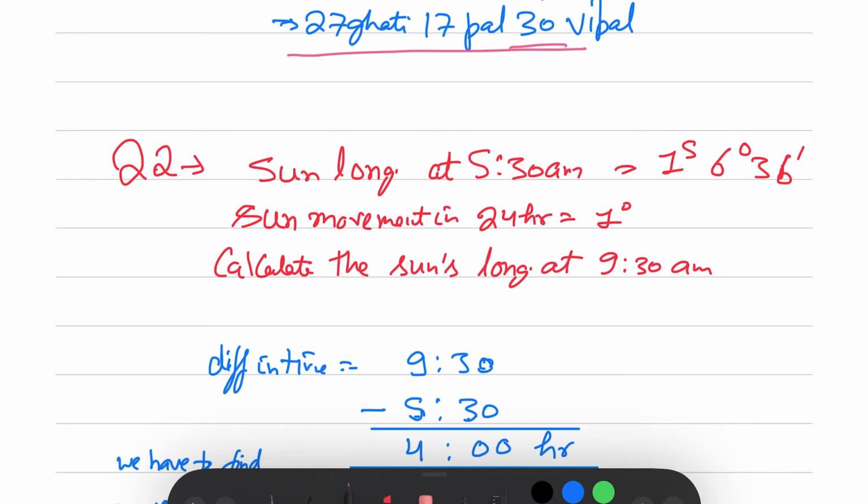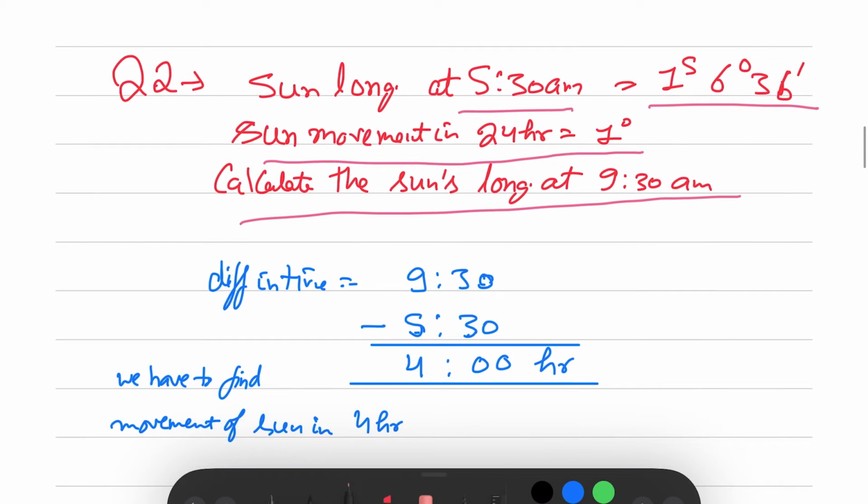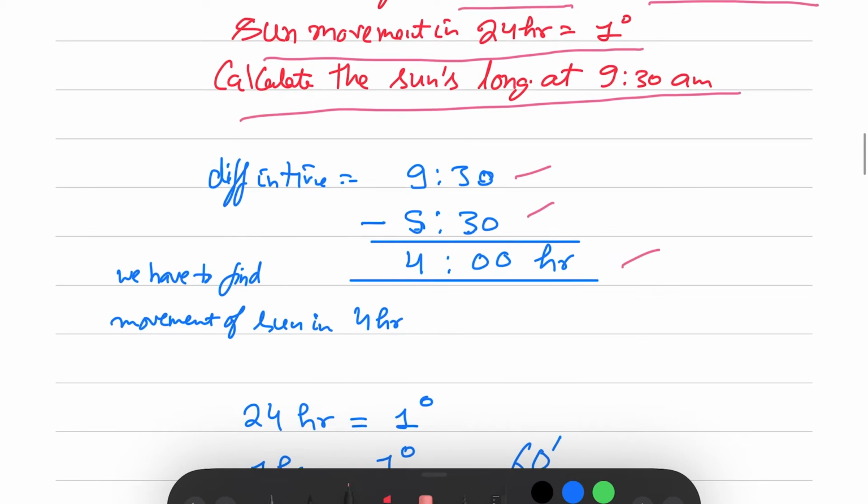Another question: if the longitude of the sun at 5:30 am is given as 1 sign 6 degrees 36 arc minutes, and the sun's movement in 24 hours is 1 degree, calculate the sun's longitude at 9:30 am for the same day. For these kinds of questions, the approach is to see the movement of the sun in these 4 hours, since 9:30 minus 5:30 is 4 hours. So we have to see how much the sun moved in these 4 hours.